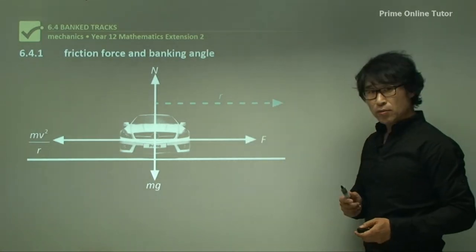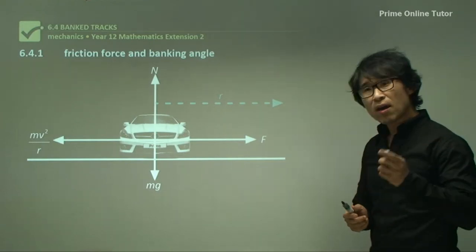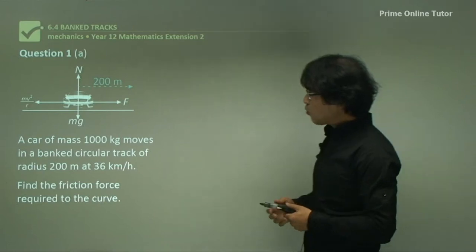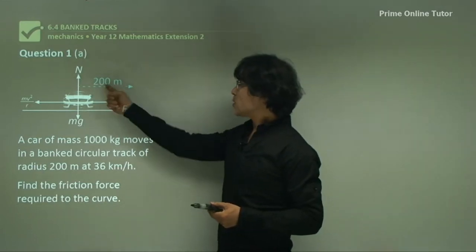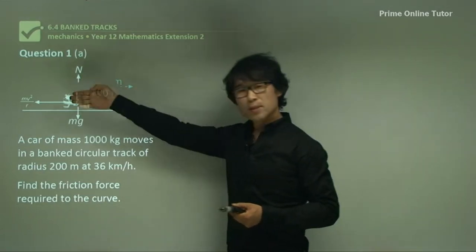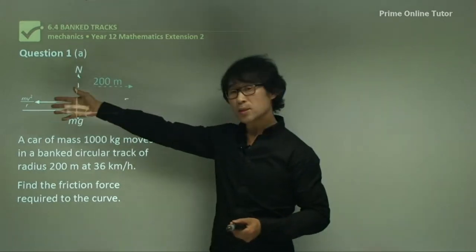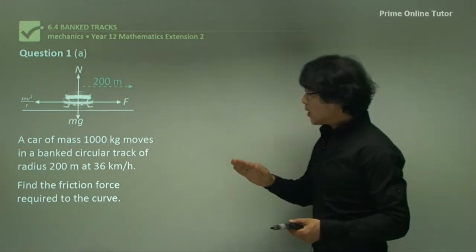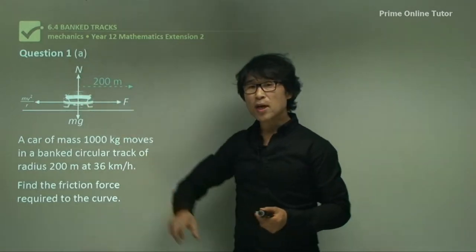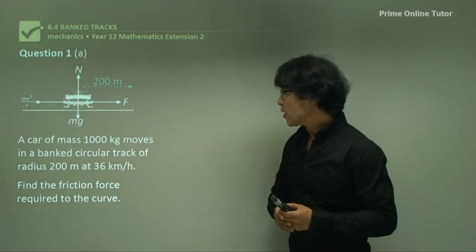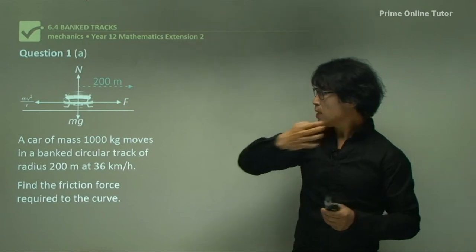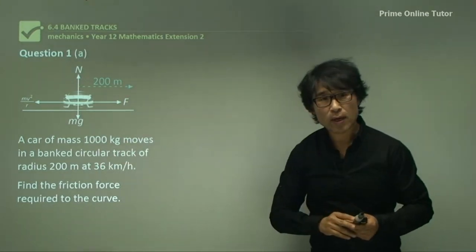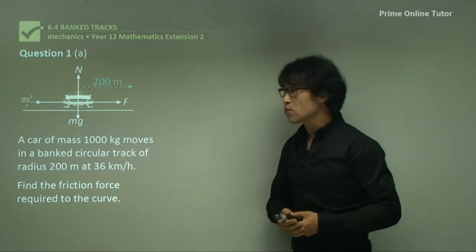I'll show you the first question to help your understanding. Question 1, we have a realistic number. 200 meters is the radius. The car is moving on level ground, not a banked ground, and the mass of the car is 1,000 kilograms. It's moving on a circular track, and the radius is 200 meters and the speed is 36 kilometers an hour, so fairly slow.